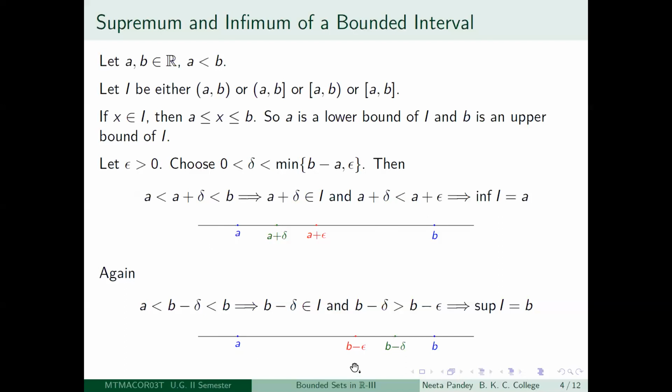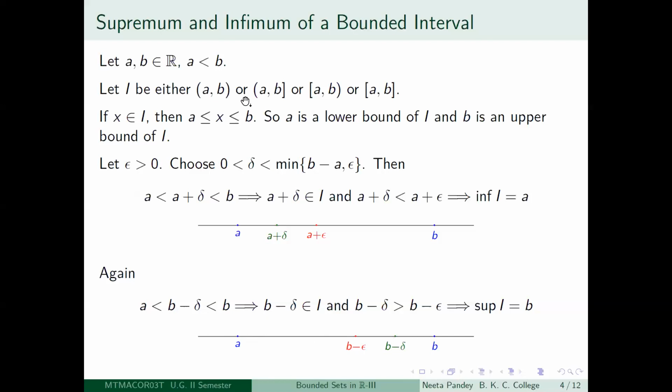Similarly, in this argument, b minus epsilon could be small enough that it goes to the left of a, but even if it doesn't go there, the same delta which you chose here will work out here also, because if you look at b minus delta, that is going to be greater than a. Why? Because delta is less than b minus a. So b minus delta is greater than a, and obviously b minus delta is less than b because delta is a positive number. So b minus delta is in the interval because it is between a and b.